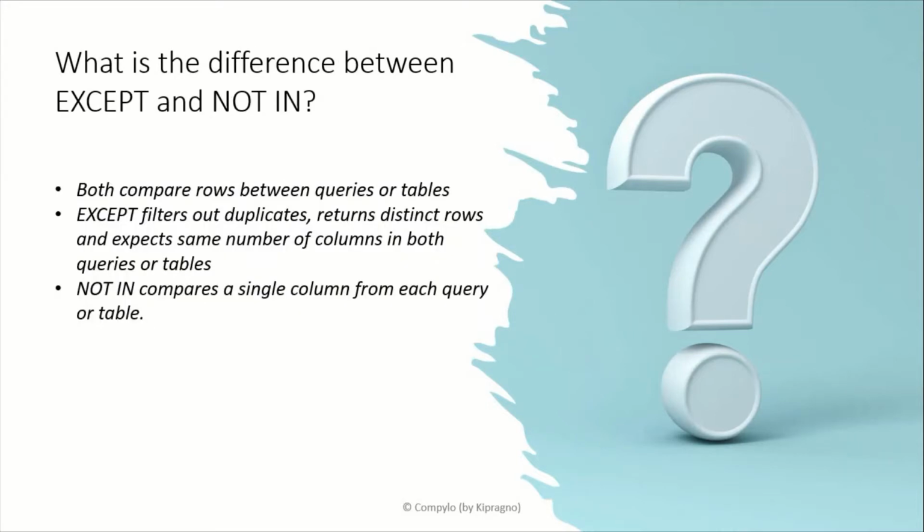What is the difference between except and not in? Both compare rows between queries or tables, while except filters out duplicates, returns distinct rows, and expects same number of columns in both queries or tables. But not in compares a single column from each query or table.